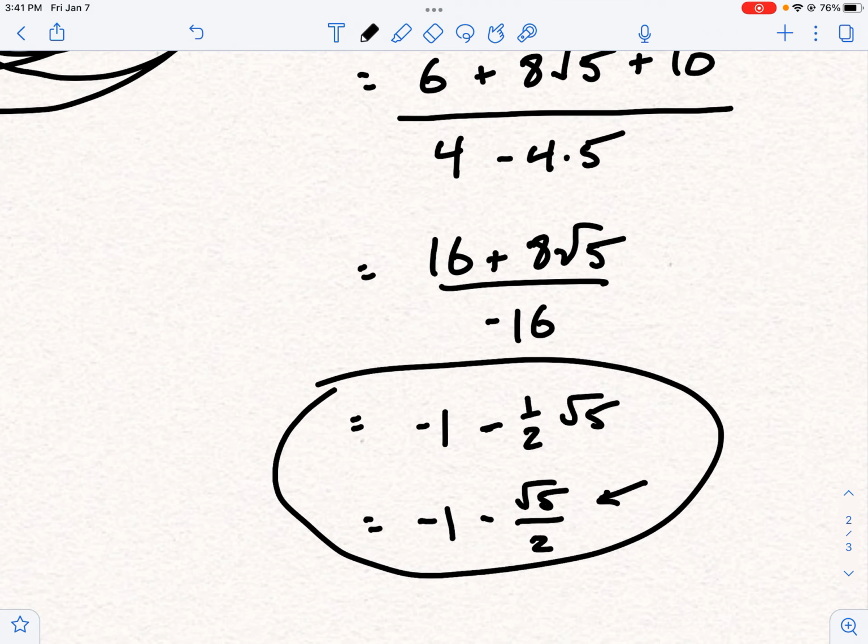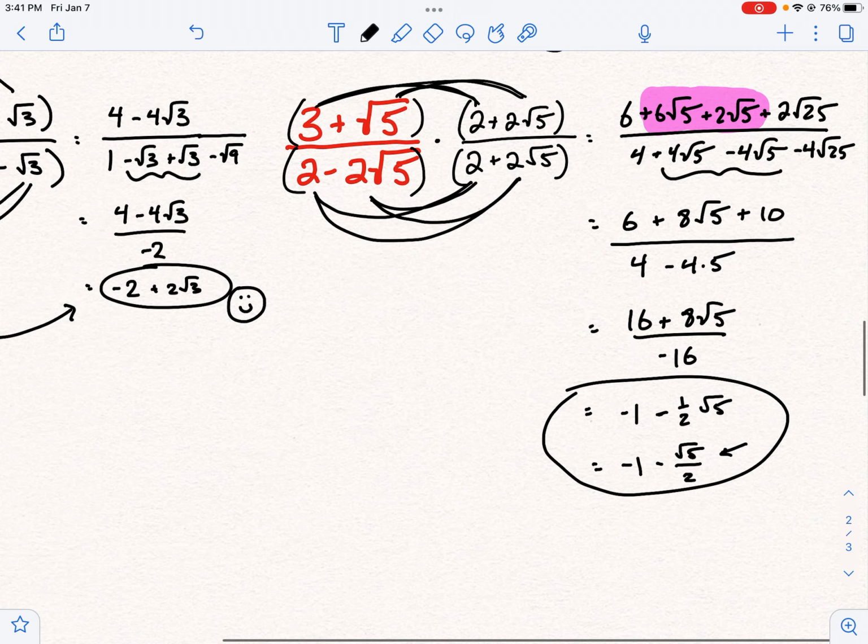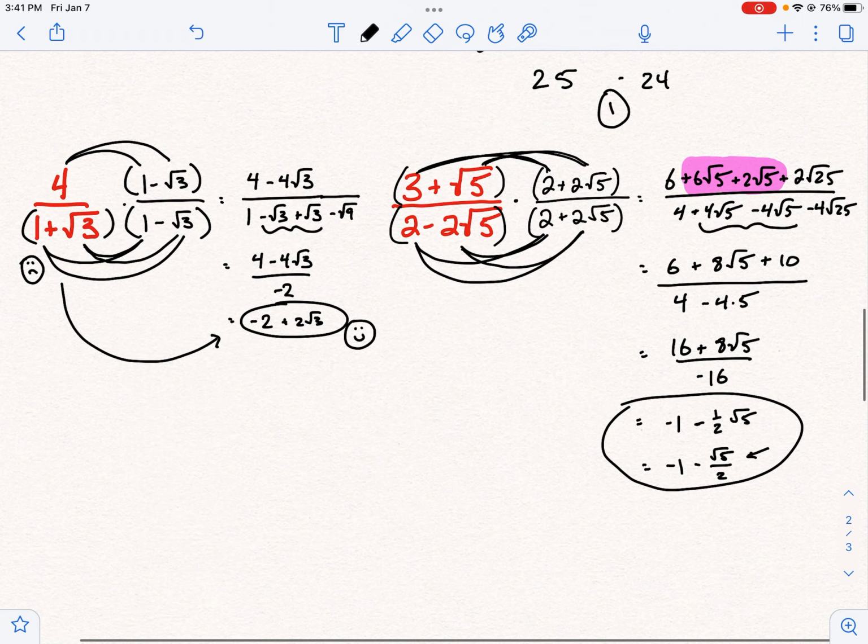So that's it. That's adding, subtracting, multiplying, and, well, not really dividing, but rationalizing that denominator with radicals.